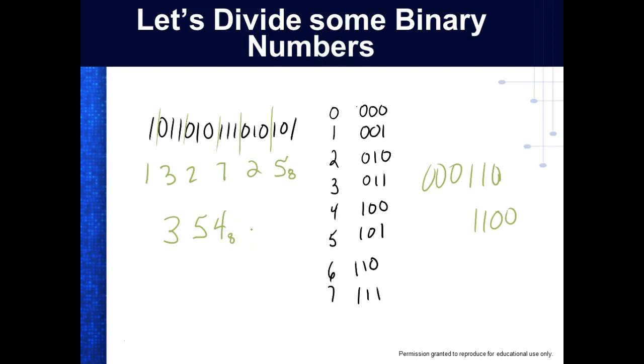How would I go here? I would just use groups of what? 3. I'd write down a 3, I'd write down a 5, I'd write down a 4. And if you converted those to decimal, they're going to give you the exact same answer because they are equal to each other. So for octal we use groups of 3. For hexadecimal we use groups of 4.